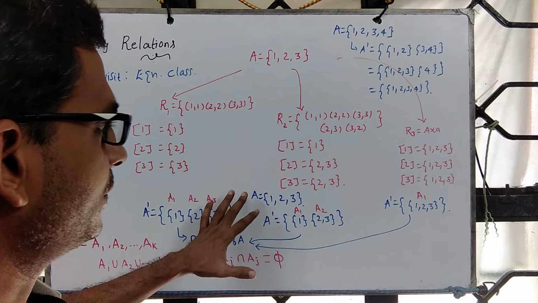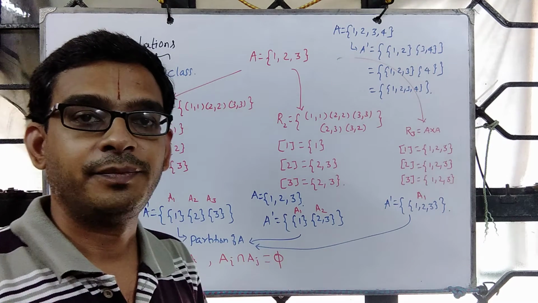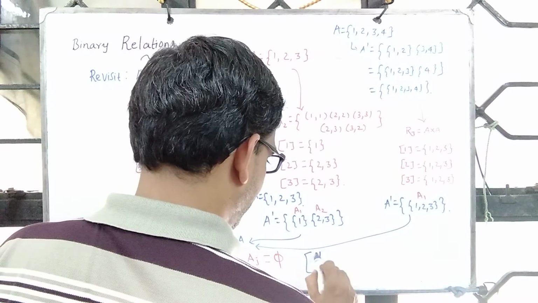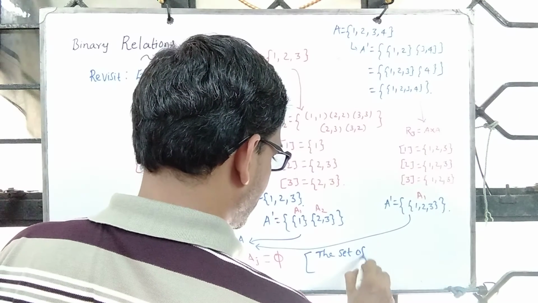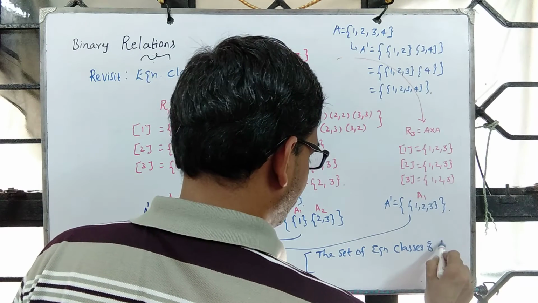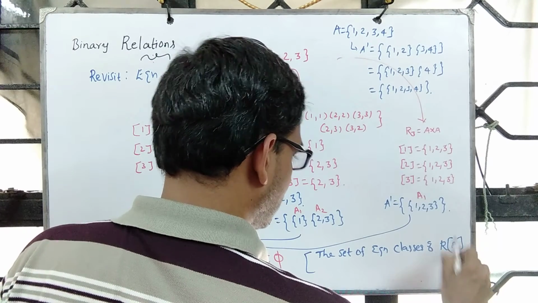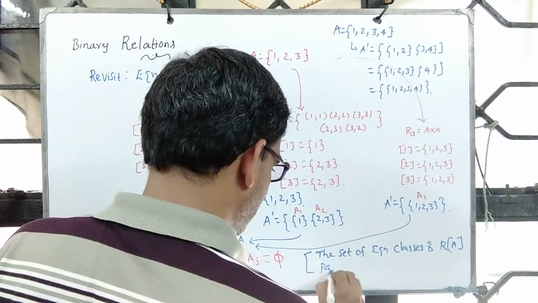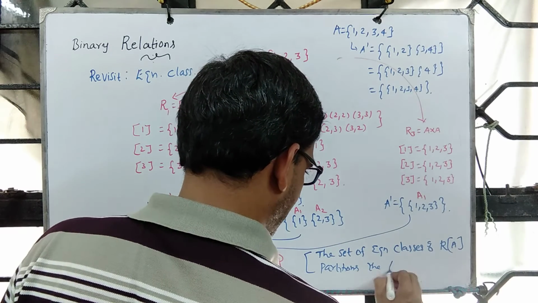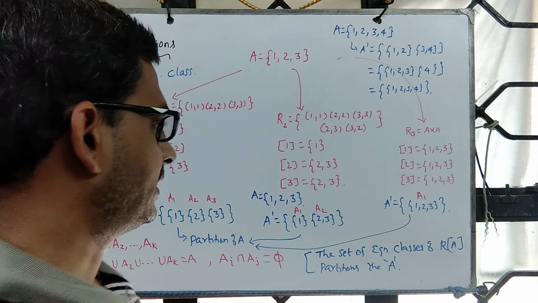So this tells you that the set of equivalence classes partitions the underlying set. The set of equivalence classes of R, or A, anything is fine, partitions the underlying set, or partitions the set A.